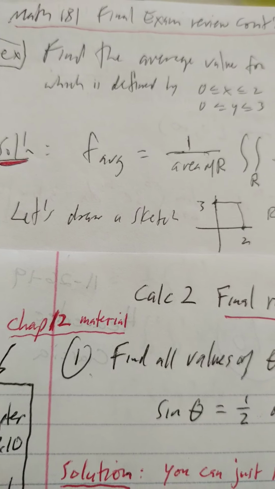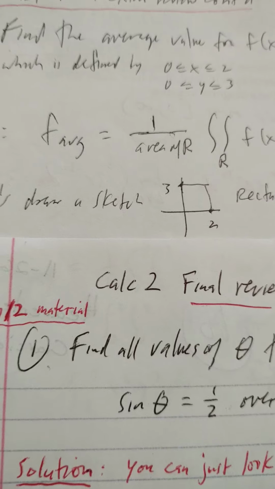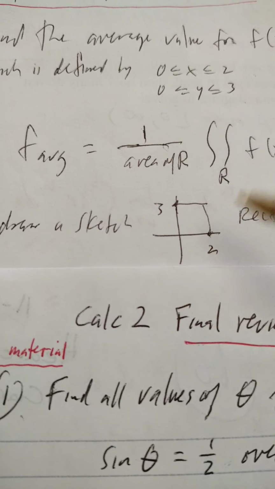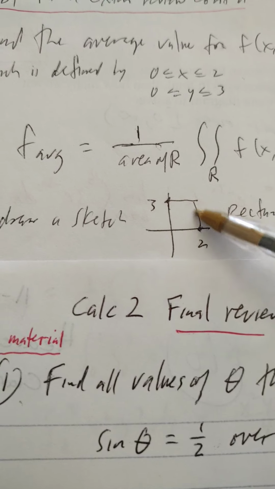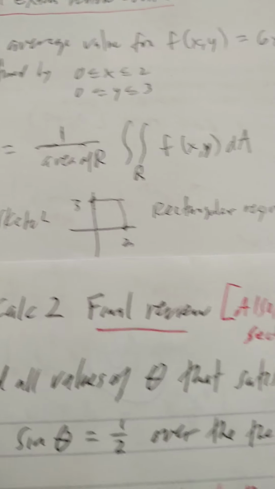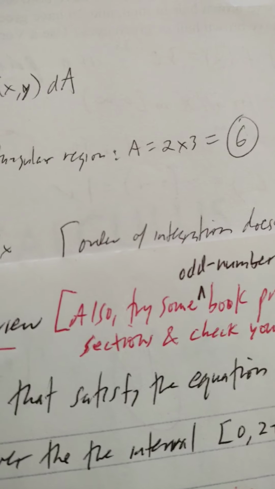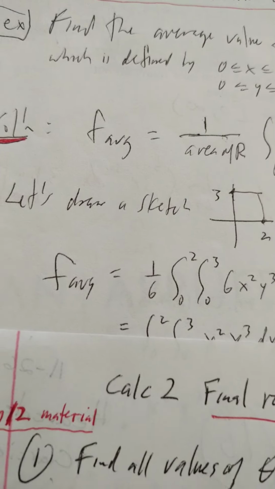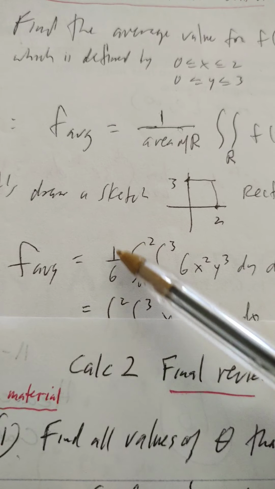Okay, so let's draw a sketch of what's going on here. When x is varying from 0 to 2 and y is varying from 0 to 3, you get this rectangle, a 2 by 3 rectangle. And what's the area of a rectangle? Length times width. So the area is going to be 2 times 3, which is 6. So let's rewrite f average as 1 over 6 because the area of R is 6.